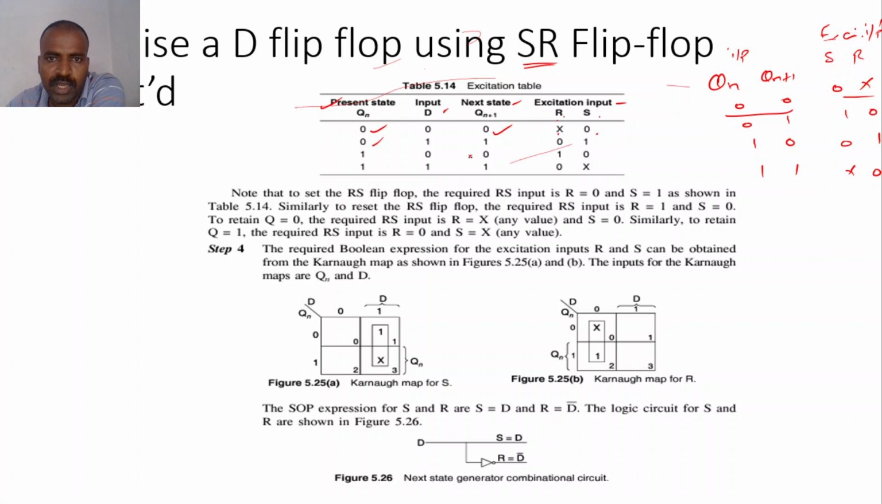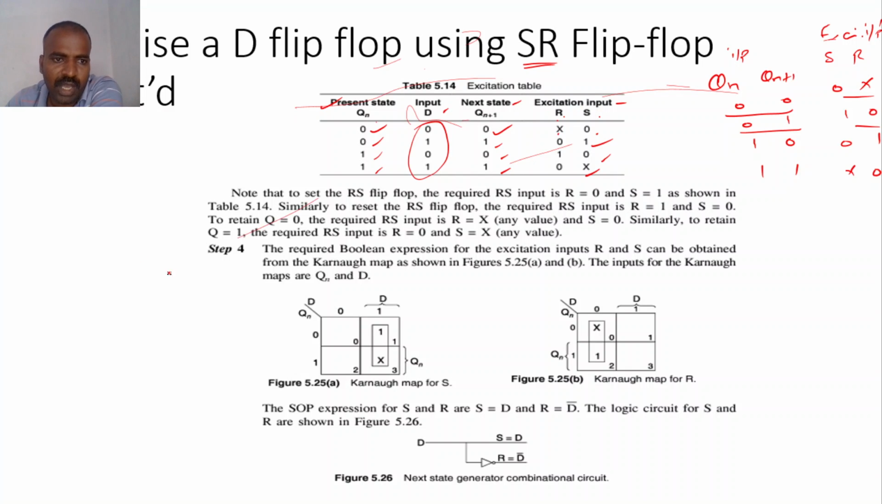Then Qn is 0 and Qn plus 1 is 1. So 0 1 it is 1 0. See, 1 0 is written. And for 1 0, here 0 1 is written. And for 1 1, don't care 0 is written. Okay, so don't bother about these inputs, only consider this present state Qn and the next state Qn plus 1 for finding the excitation inputs.